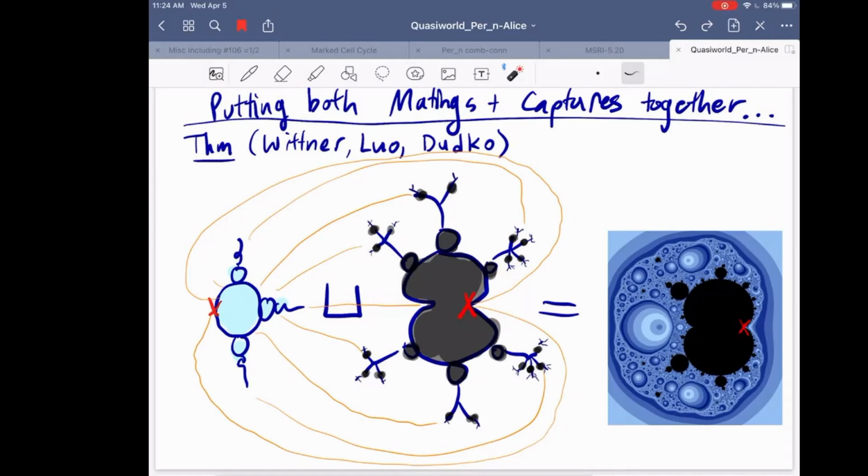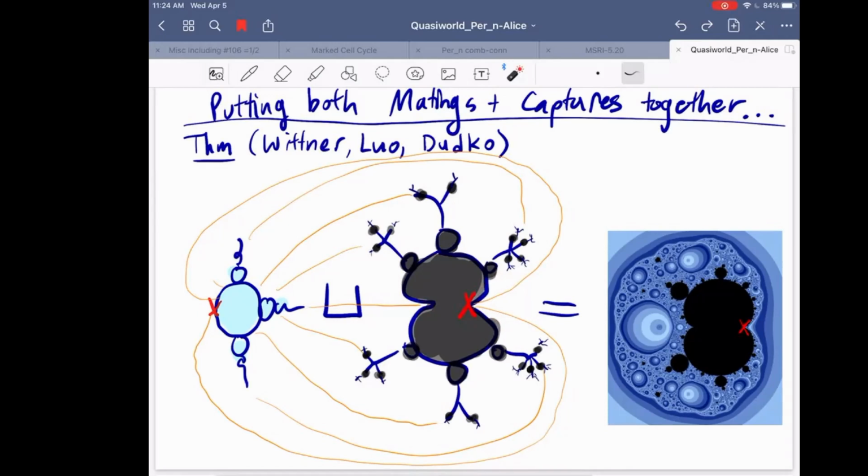Dynamically meaningful as well. And this is kind of the gold standard, I guess, for organizing your variety, because you can reduce it to a mating of the Mandelbrot set, which you understand, and a polynomial, which you completely understand.